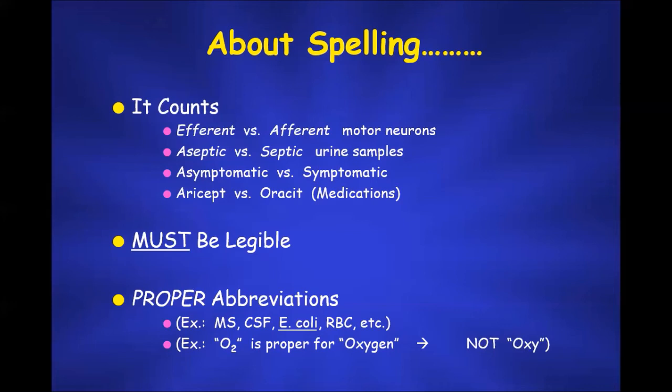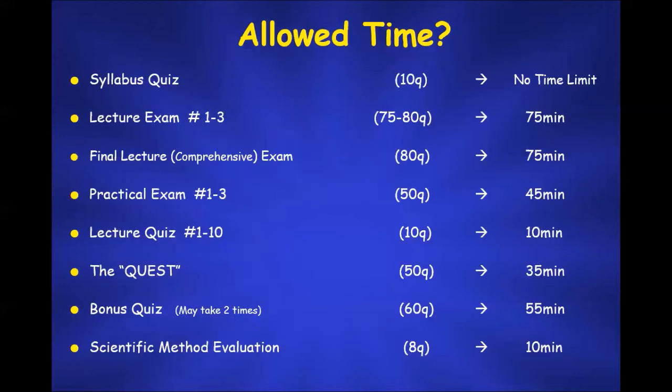Usually for spelling, if you spell something wrong, you will lose half the point. So if it's 2 points, you get only 1 point for it. If it's a totally different word like asymptomatic and symptomatic, it's totally wrong, right? It's a different word then.